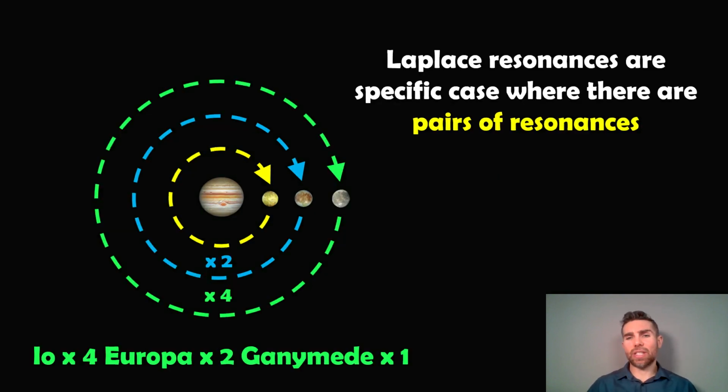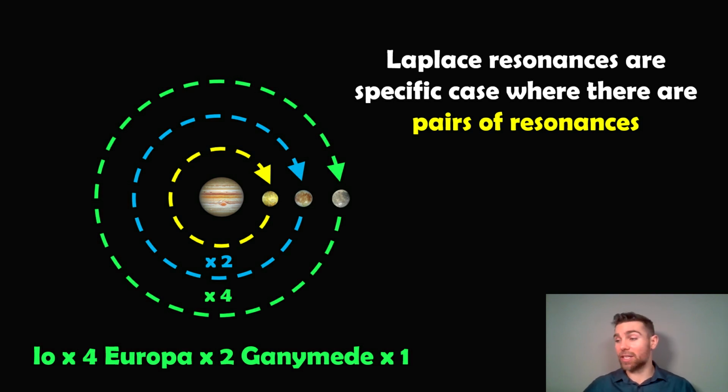But anyway, the specific case of the Laplace resonances is where you've got pairs of resonances occurring in a system. So a good example here is Jupiter and the Galilean moons. Now, there's actually 4 Galilean moons. You've got Io, Europa, Ganymede, and Callisto, but Callisto is not part of this resonance chain, so it's just Io, Europa, and Ganymede. Now, Io does 4 orbits for every 1 orbit of Ganymede, and Europa does 2 orbits for every one of Ganymede. So it's actually known as a 4-to-1, because Io goes around 4 times, Europa goes around twice, Ganymede goes around once in the same time frame.